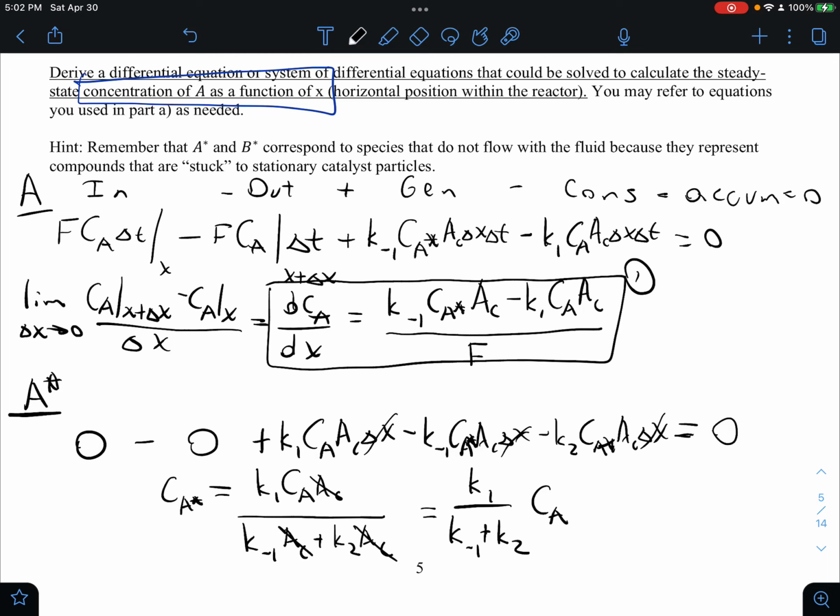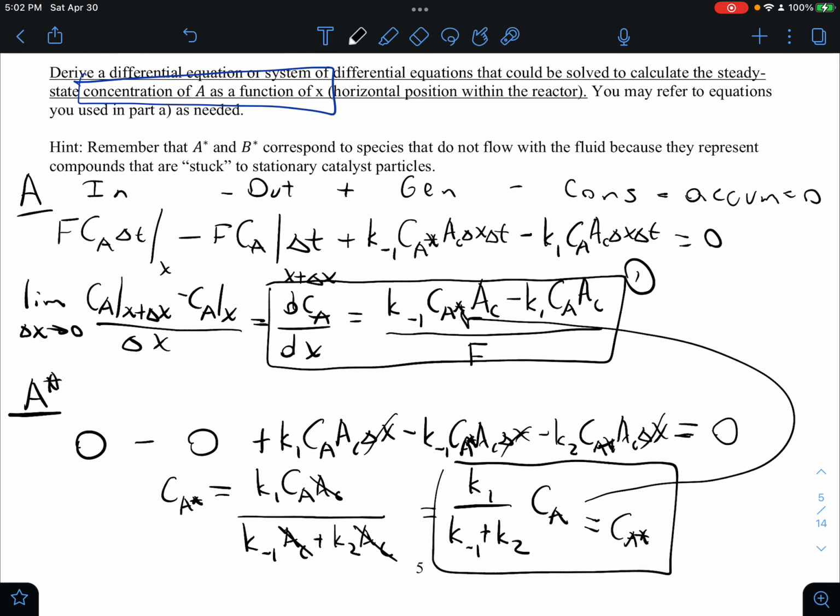And so what I could do is plug this in here. The problem does not actually ask us to do that. We could just call this equation 2. So it's not a differential equation, but it does tell us a formula for C_A* that could be plugged into the first equation in order to actually calculate the solution.